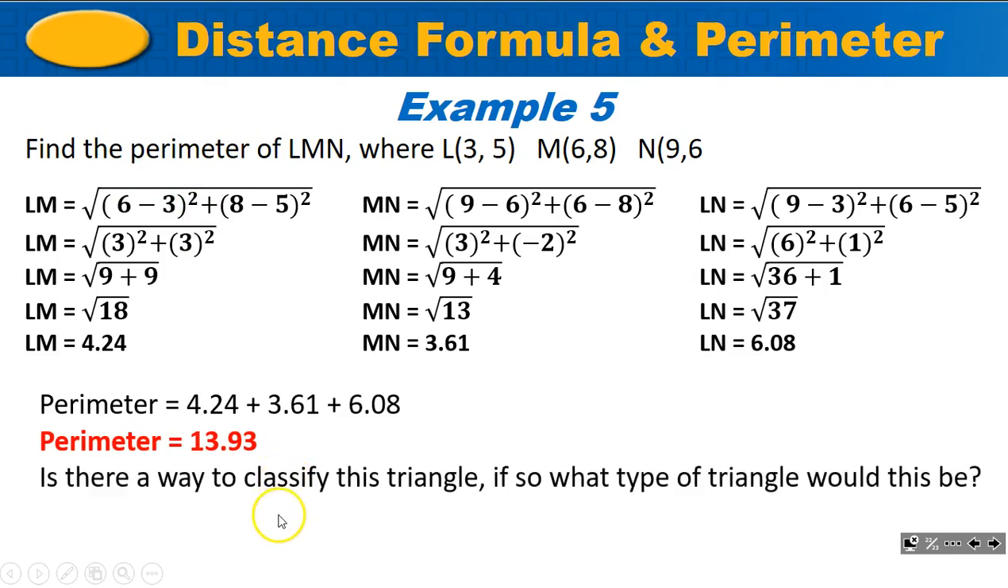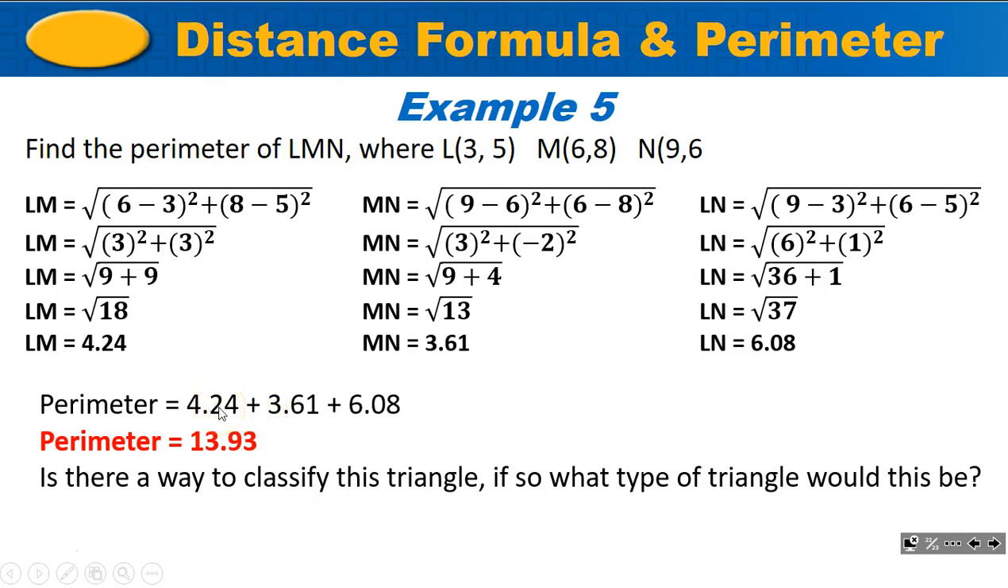Now the next question on y'all's paper says, is there a way to classify this triangle? And if so, what type of triangle would this be? Well, the first thing I would do is see if it's a right triangle. So I would do 4.24 squared plus 3.61 squared and compare that to 6.08 squared. Well, when I did that, I didn't get that it was equal. Thus, I know it's not a right triangle. Now, I could also use that to determine whether it's an acute or an obtuse triangle. The angle is, but we don't need that.